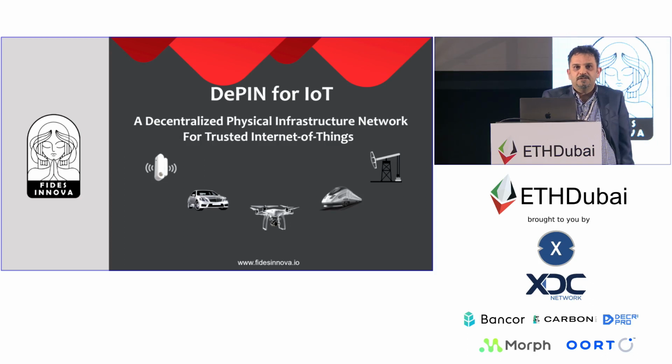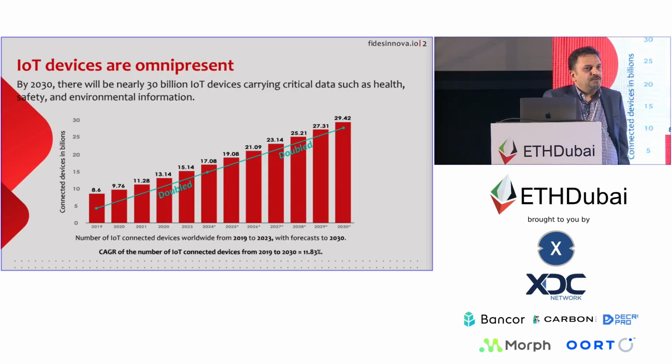Fides Innova is a decentralized physical infrastructure network, DePIN, for the Internet of Things, or IoT. IoT devices are everywhere. Right now, we have 17 billion IoT devices around the world, and this number rises to almost 30 billion IoT devices by 2030, almost doubled.